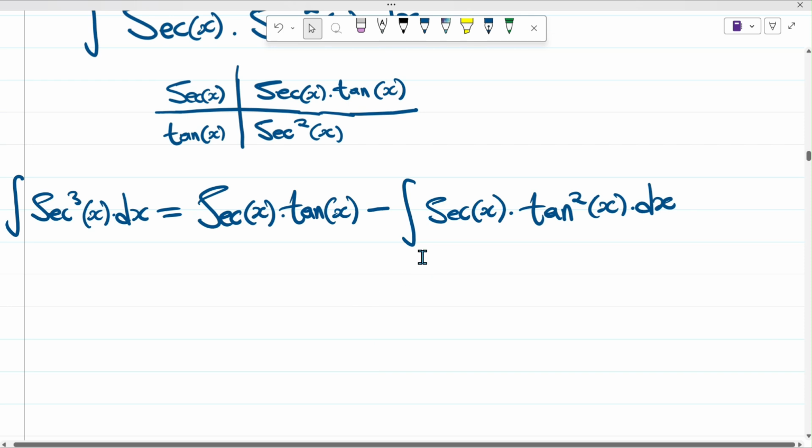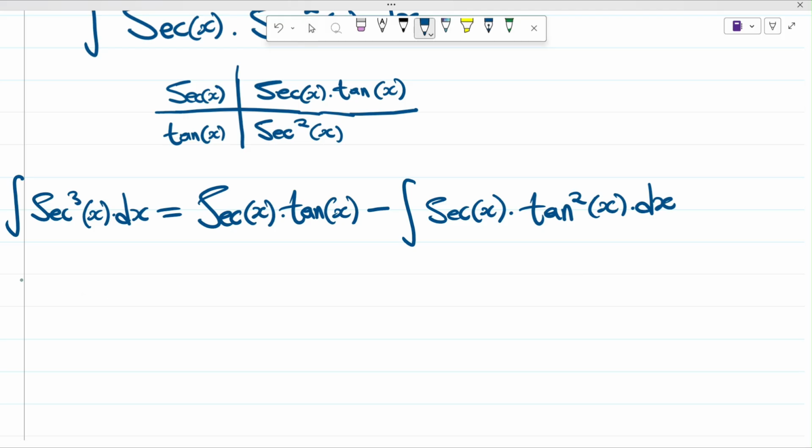So now I realized that it won't be easy for me to integrate this. So I need to change the tan squared into its equivalence when it comes to the square identity. So tan squared is equivalent to sec squared of x minus 1. So I'm still going to copy the very same thing just to substitute that one, and here I'm still going to copy the very same thing.